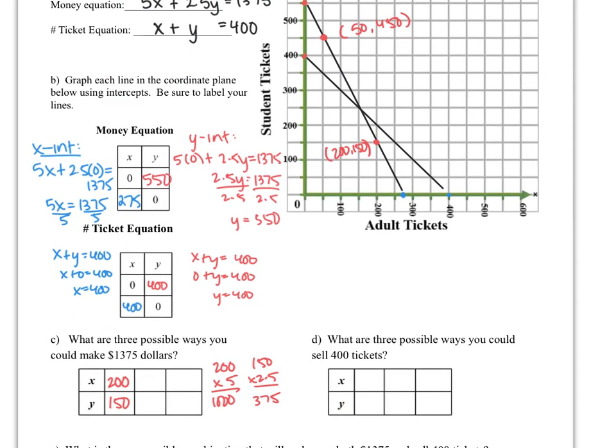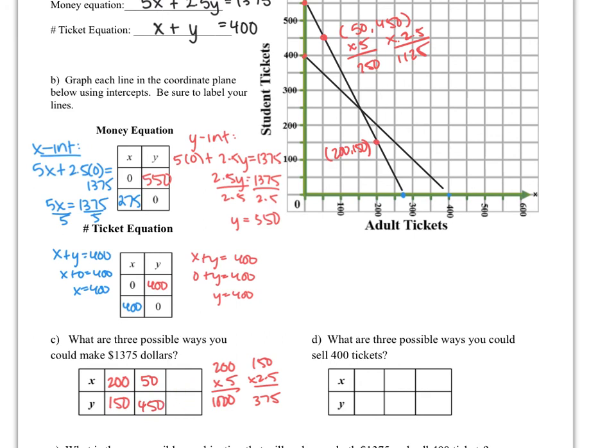The next one I want to check is 50 adults and 450 students. I could do that the same way. So 50 times 5 would be 250, plus 450 students times $2.50 would be $1,125, and then if I add those two together, these two numbers also add to 1,375. So another combination is 50 adults, 450 students.